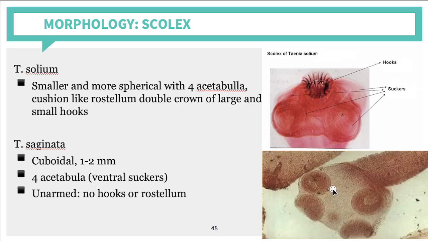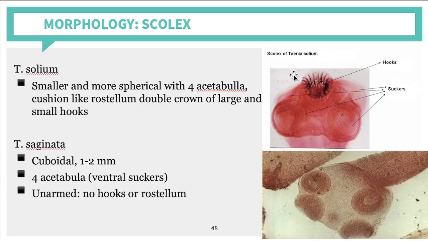So for the scolex now, how can we differentiate your solium from saginata? Number one, the presence of the hooks. Again, we call Taenia solium your hooked tapeworm, while your saginata is the hookless tapeworm because you cannot see any rostellum here, plus there are no hooks. So therefore, it is unarmed. Okay, it is unarmed.